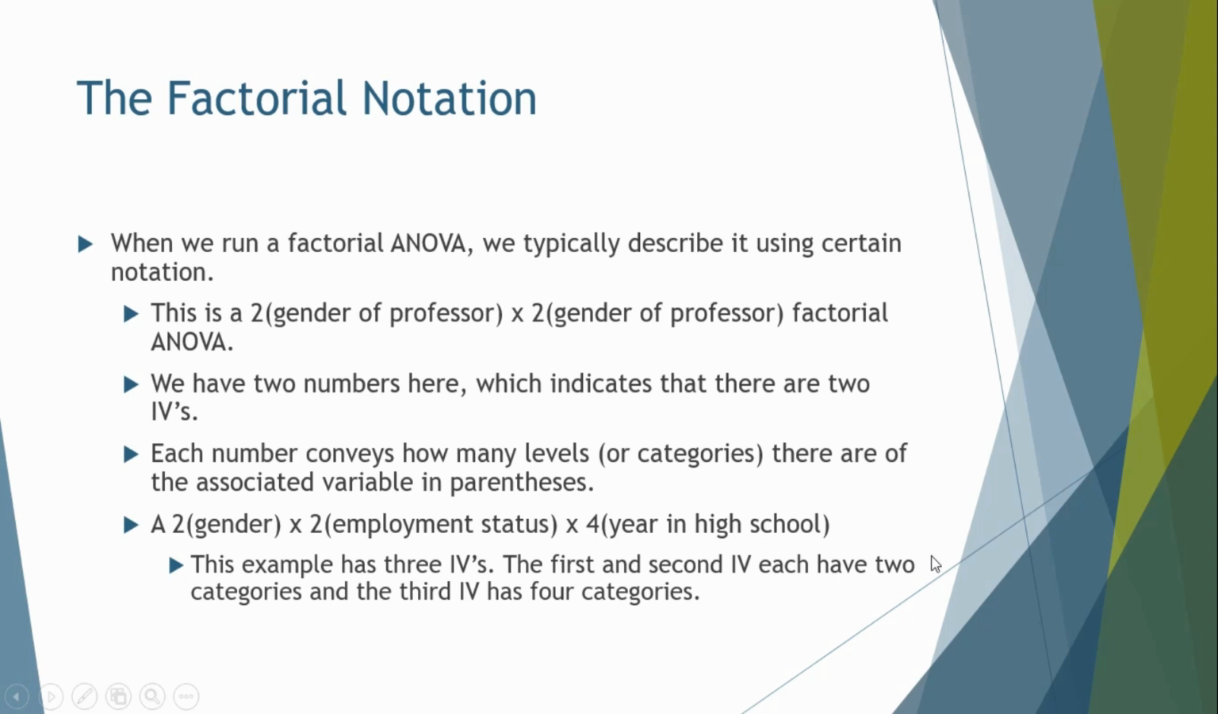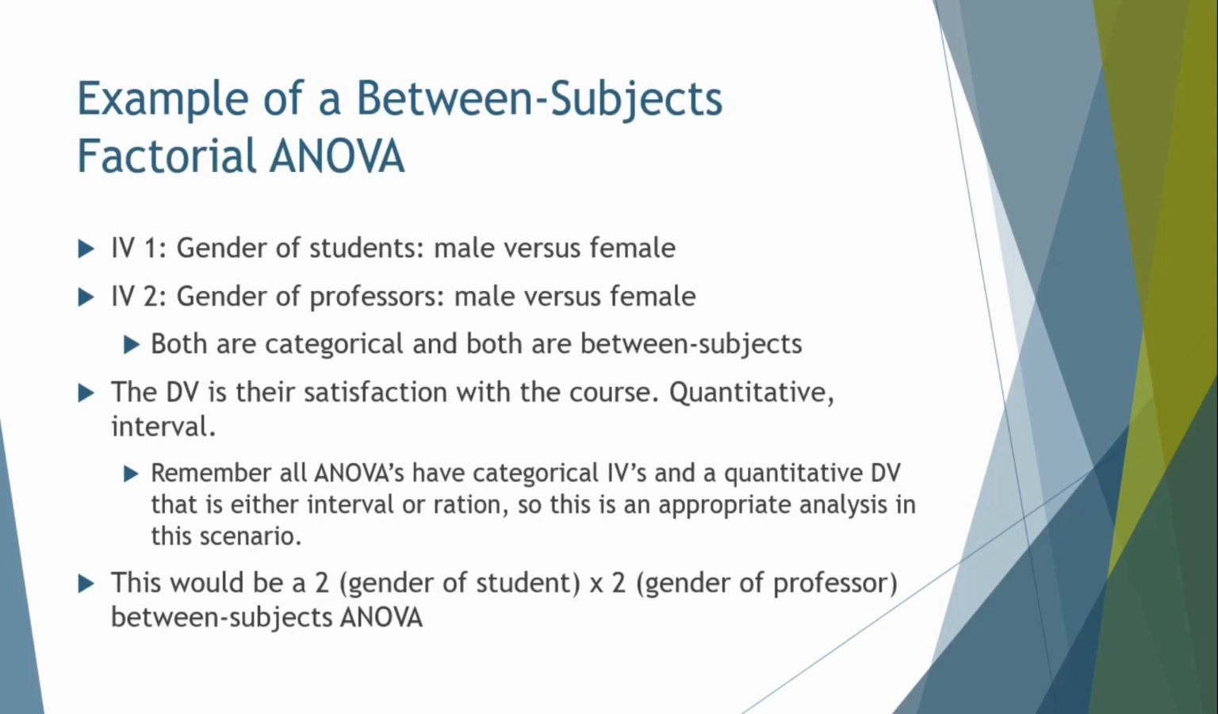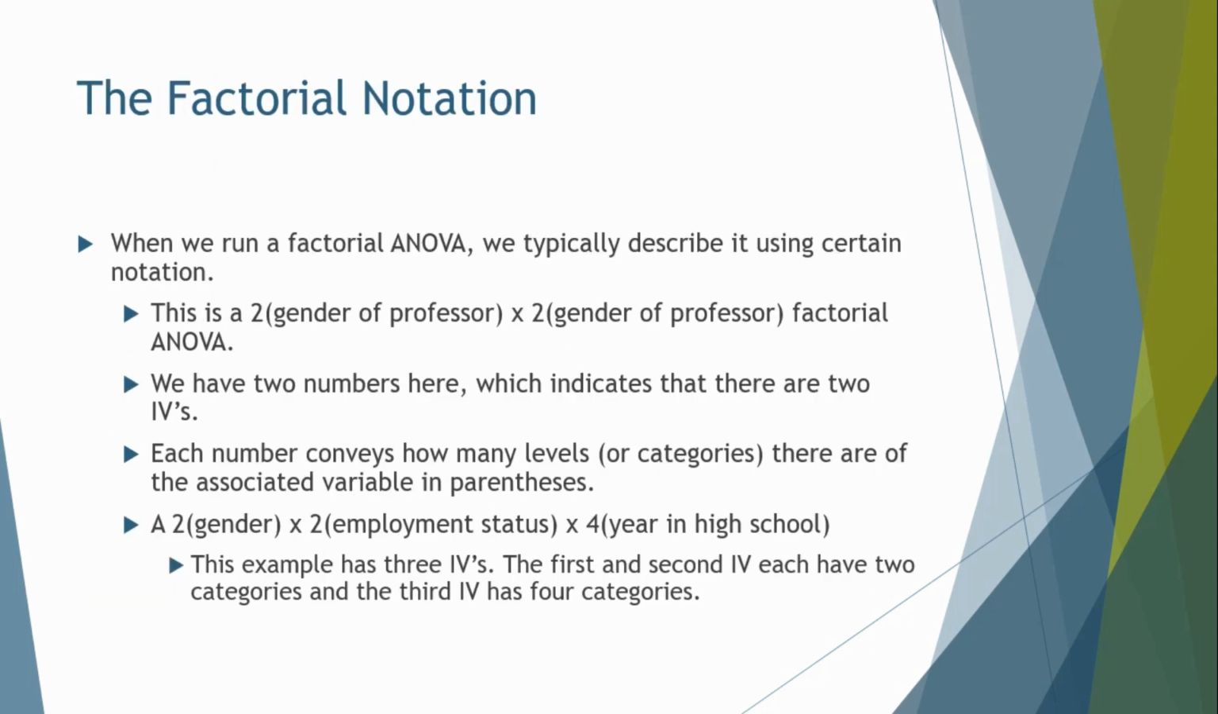So when we run a factorial ANOVA, we're typically going to be describing it using this particular notation, okay? So here's some more examples, a 2 by 2 by 4 ANOVA. So we have 3 independent variables because we have 3 numbers, and each number is indicating how many levels or categories or groups that particular IV has. So 2 by 2 by 4, this would be gender, male or female, employment status, you're either employed or not, and then 4 years of high school, okay?